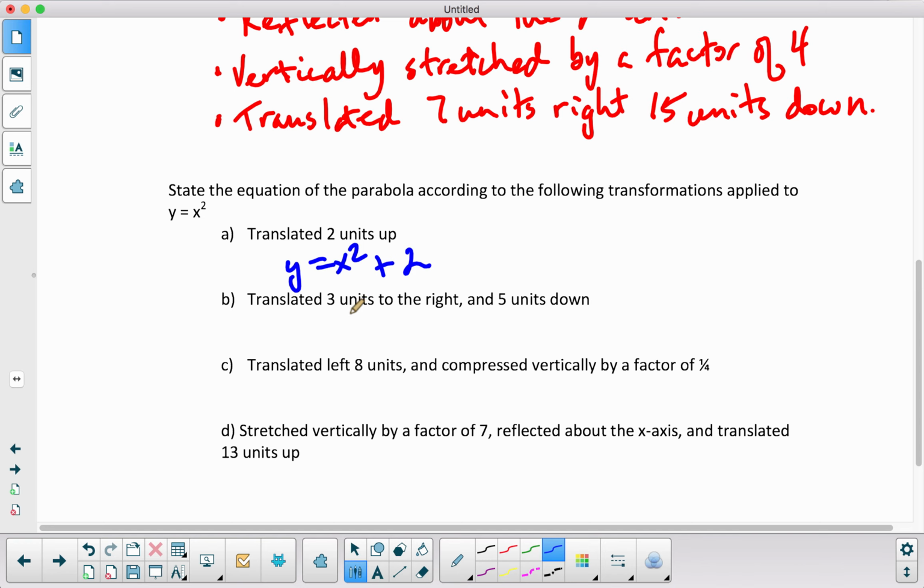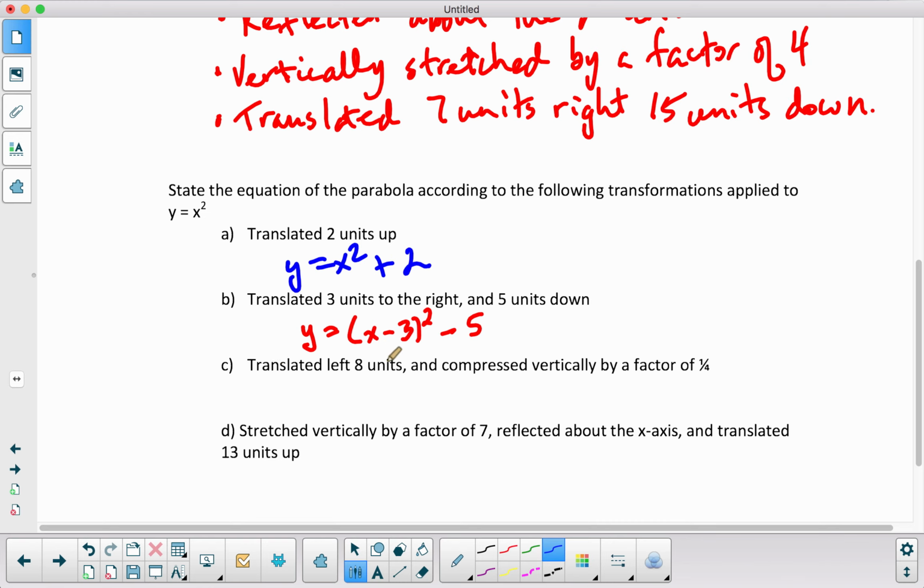If we translate the parabola 3 units to the right and 5 units down, then that's both the h and k value. So y equals, okay, 3 units to the right means that the h value is positive, but when it goes in the brackets, it gets the opposite sign, which is negative here. And then 5 units down should mean that our k value is negative, minus 5.